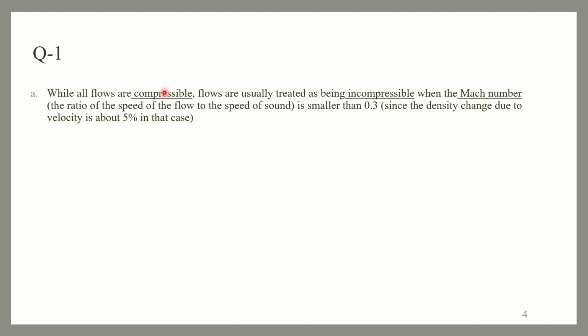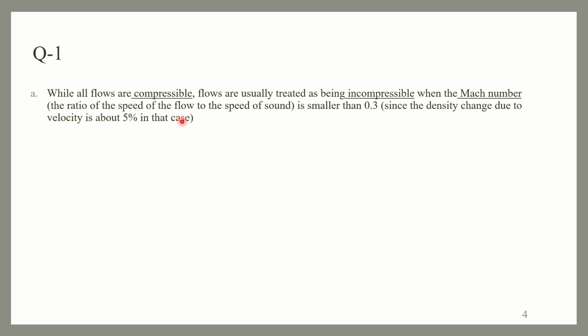So we'll just see how. While all flows are compressible, flows are usually treated as incompressible when the Mach number is smaller than 0.3, since the density change due to velocity is about 5% in that case. What does it mean? While all flows can be compressed, flows are treated as incompressible when the Mach number is less than 0.3. So what happens when the Mach number is less than 0.3? The density change in those systems would be less than or equal to 5%.